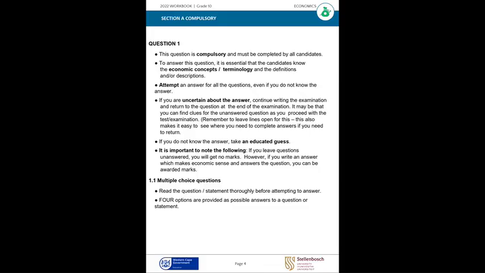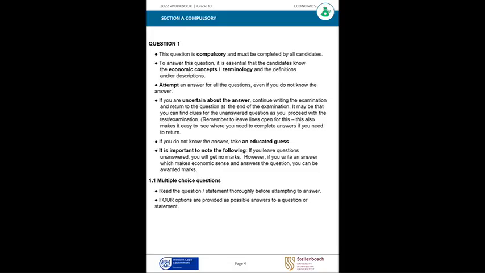If you do not know the answer, take an educated guess. It is important to note the following. If you have questions unanswered, you will get no marks. However, if you write an answer which makes economic sense and answers the question, you can be awarded marks, right? Sometimes students think, no, that sounds too silly, I'm not going to write that down. You write it down, it might just be the answer that they are looking for.